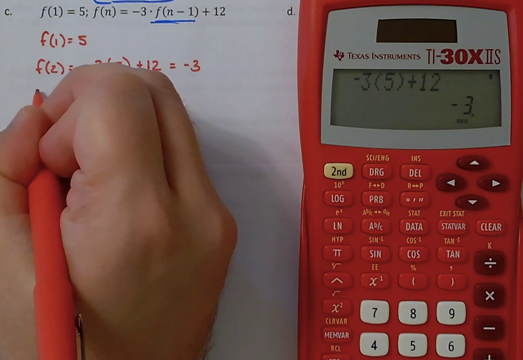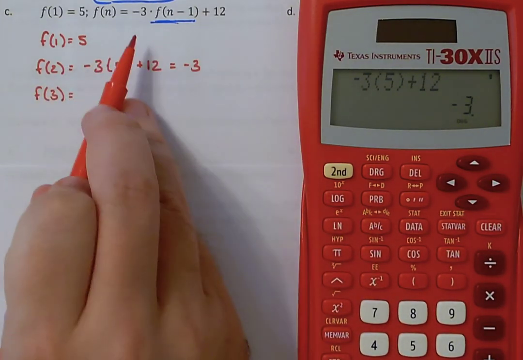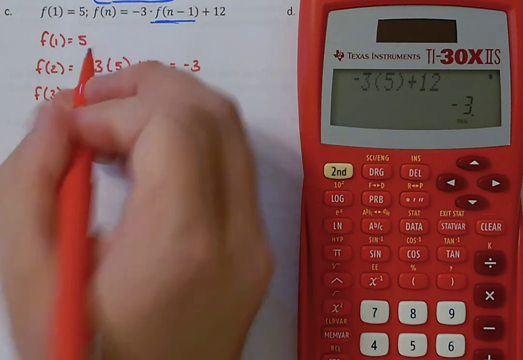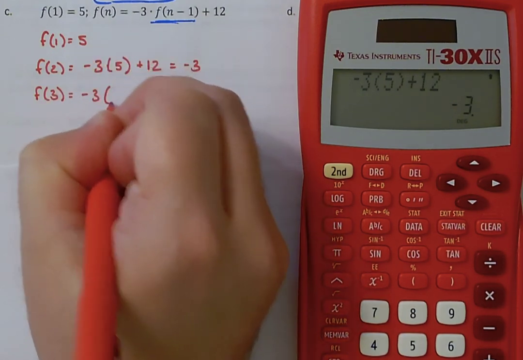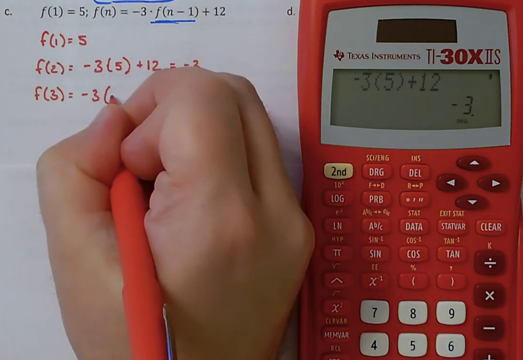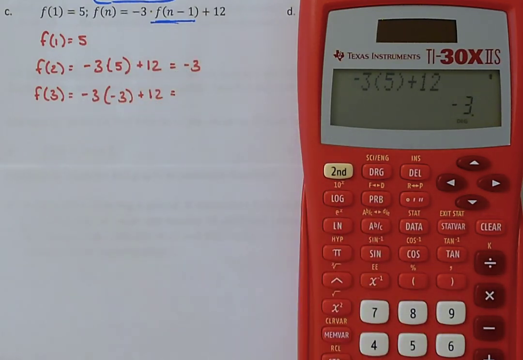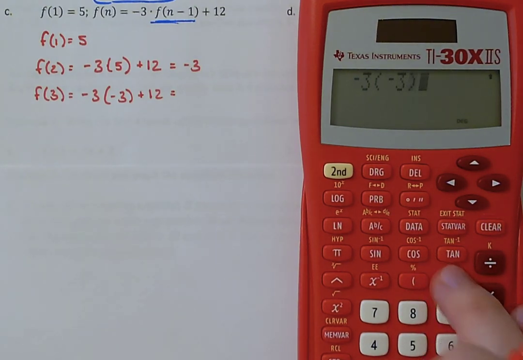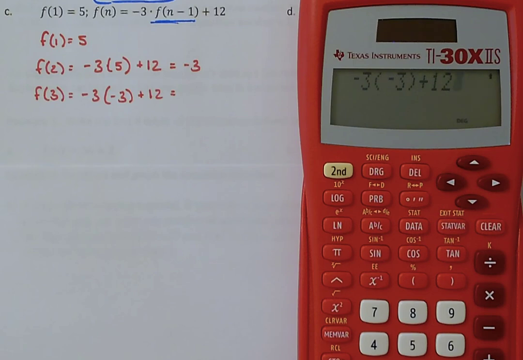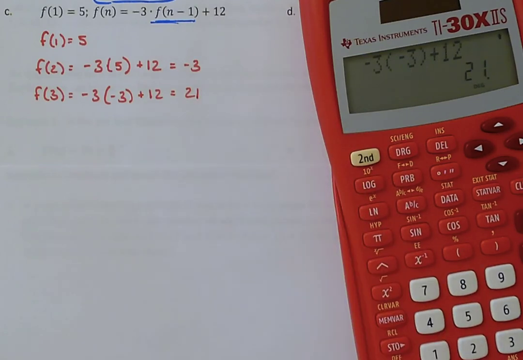Now, our third term in the sequence, so f of 3, again, it's negative 3 times the previous term, which is negative 3, plus 12. So if I do negative 3 times negative 3 plus 12, I end up with 21 as my third term.